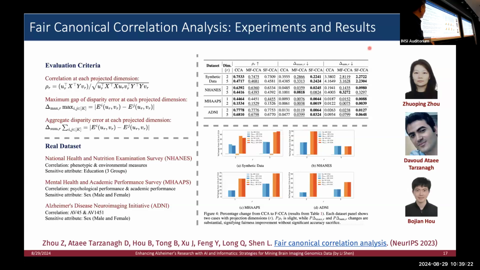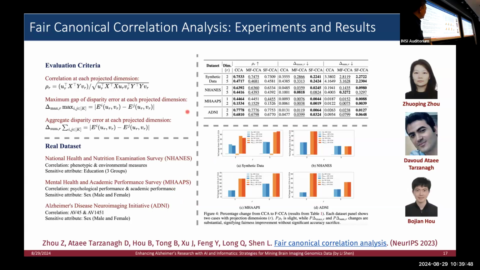Looking at our experimental results, we have two evaluation criteria. One is the correlation, the CCA objective function, and the other is the disparity error, the fairness measure. We take the maximum and also the average. The datasets we used are ENHANCE, the UCLA dataset, and ADNI.